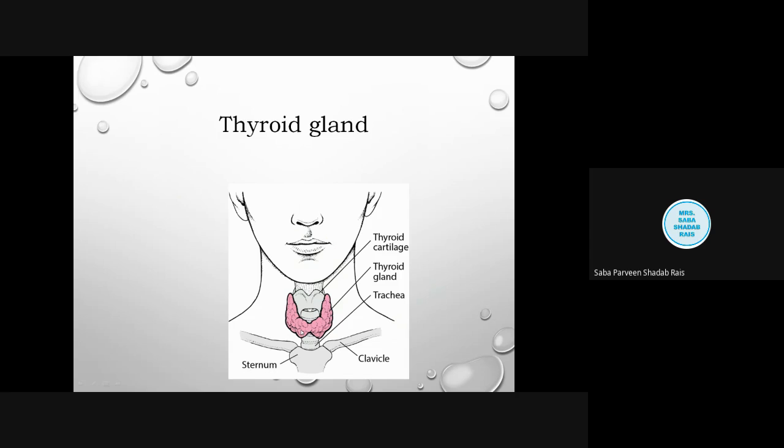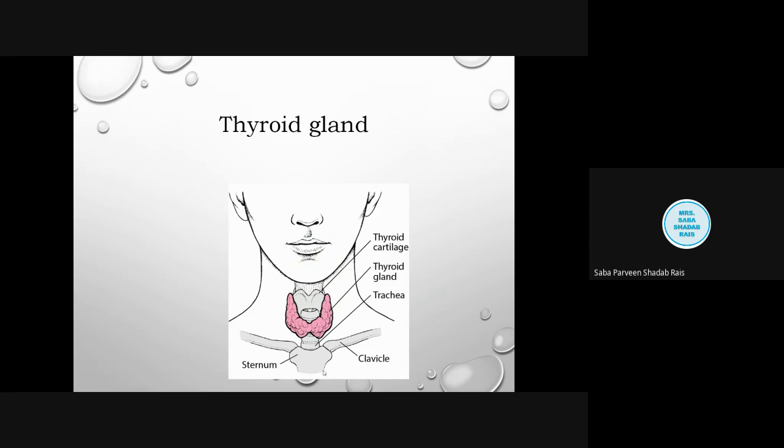That means they are connected with each other. It is a single gland only, but two lobes are there. These lobes are connected with a special band of tissue, and the name of that tissue, you note down, is isthmus. Isthmus is just connecting the two lobes of the thyroid gland.